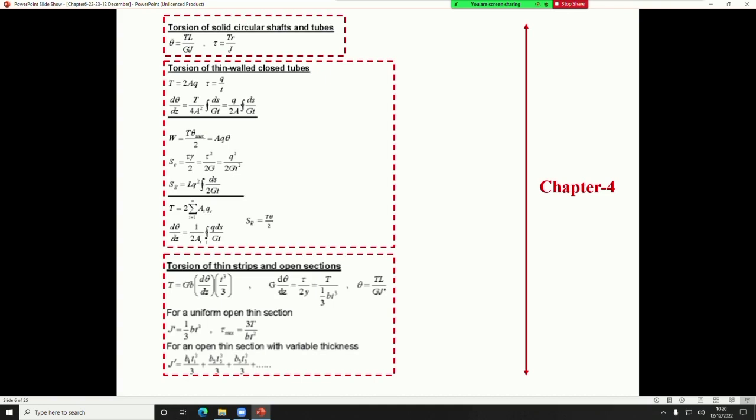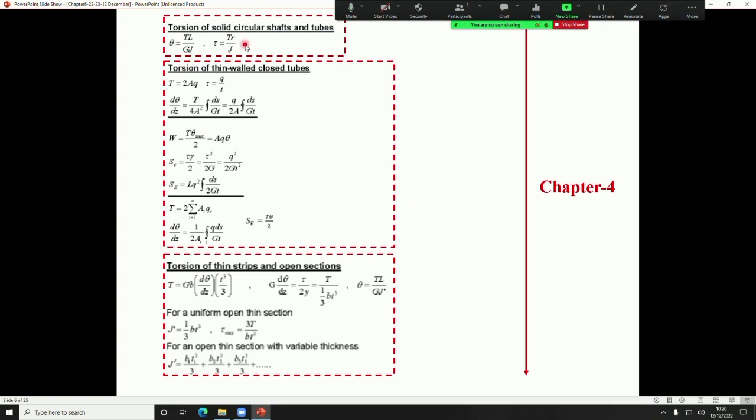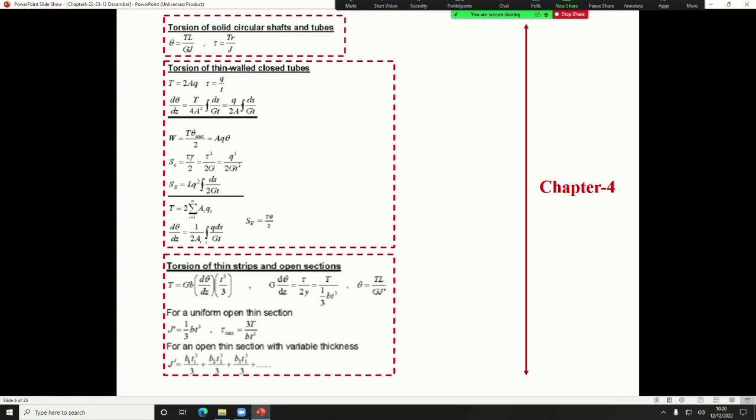Now chapter 4, if you remember, using the equations in chapter 4, which was based on the theories of torsion, you could analyze circular cylinders subject to torsion. The circular cylinders could be solid, could be hollow, could be thin walled. But if they are thin walled, in order to use those two equations, they have to have a uniform thickness. So this is for circular cylinders.